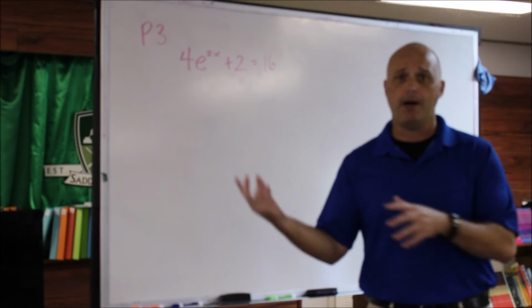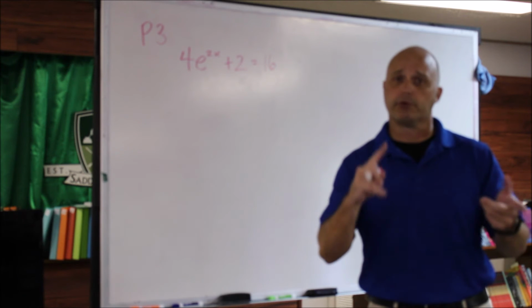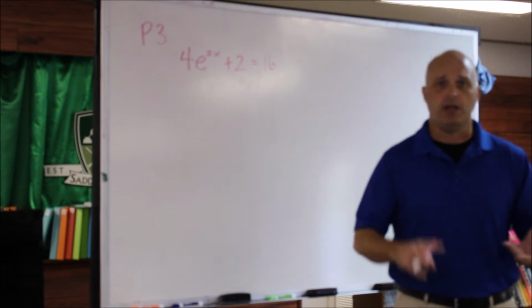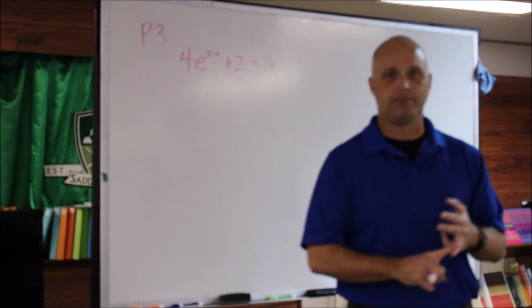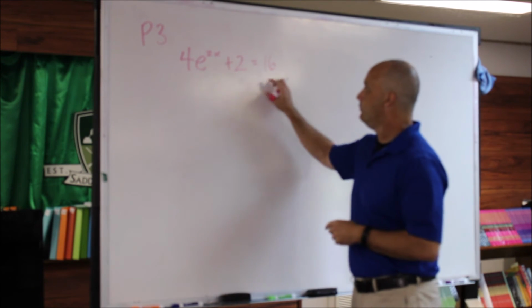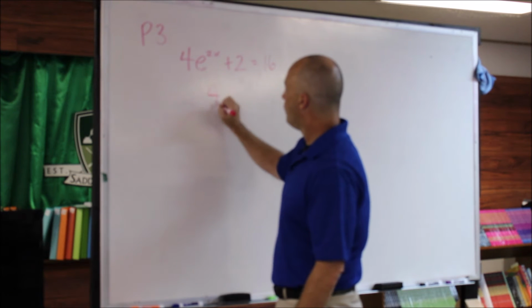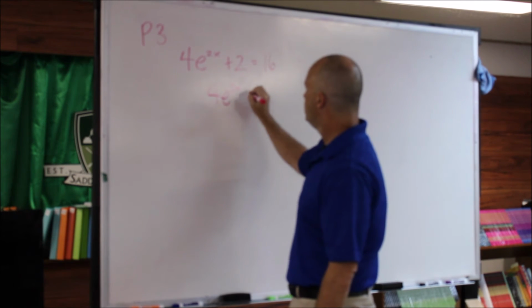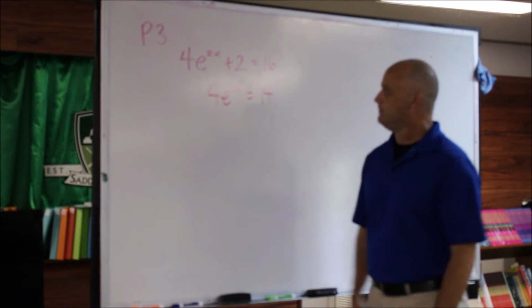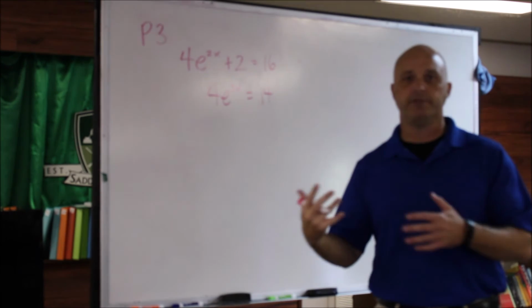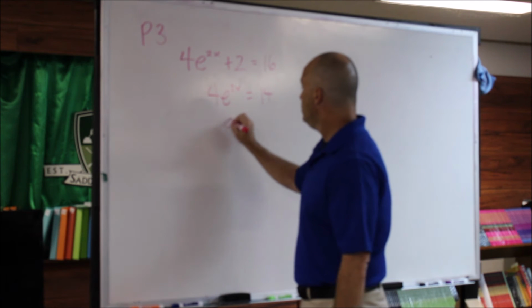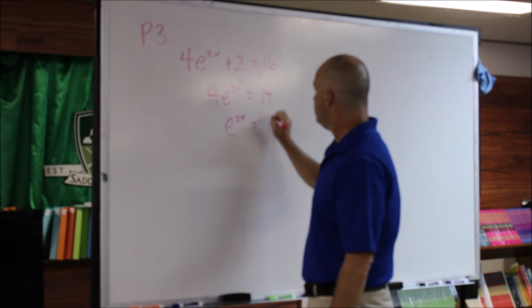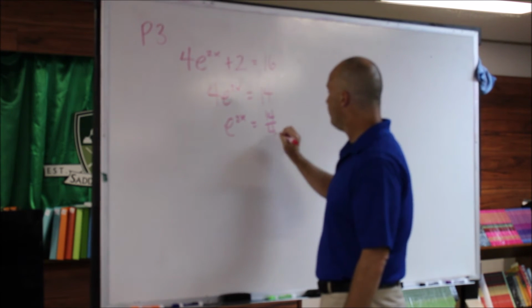And we're going to work the opposite of the order of operations. So we're going to start with addition and subtraction, then move to multiplication and division, and then we're going to get rid of that exponent. So the first thing we're going to do is subtract 2 from both sides. So we get 4e to the 2x is equal to 14. The next thing we're going to do is divide that 4 out so that we get e to the 2x is equal to 14 over 4.